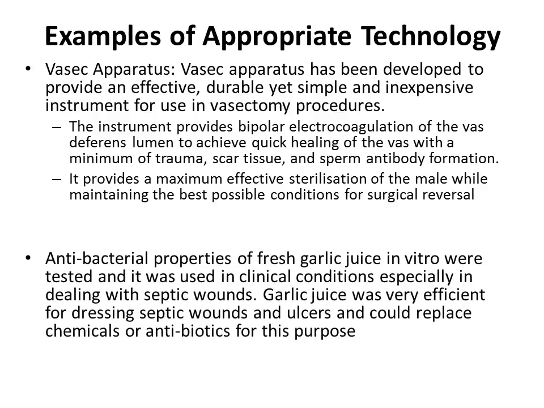Garlic juice. Fresh garlic juice has been proven to have antibacterial properties and can be efficiently used for dressing septic wounds, replacing chemicals or antibiotics.